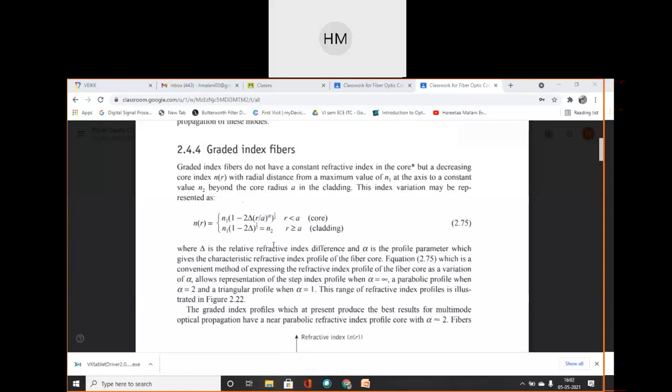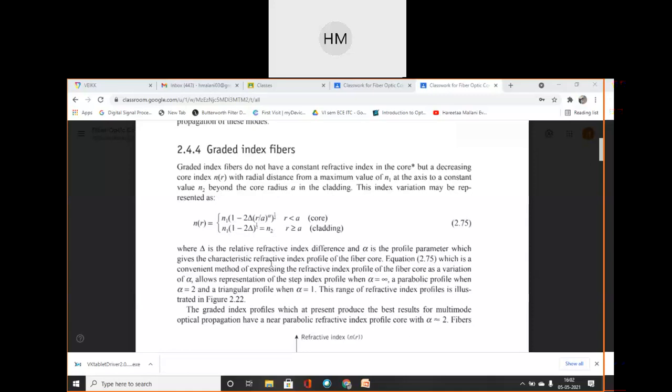For the cladding region, it is constant. Okay, there is no variation in the refractive index profile. So the equation is N1 times 1 minus 2 del to the power half equals N2. This remains constant, it doesn't vary. The value of del is less than 1%, 0.001 or less than that. So N1 is constant. Whatever the refractive index profile, N1 is constant. So this multiplied gives you N2.